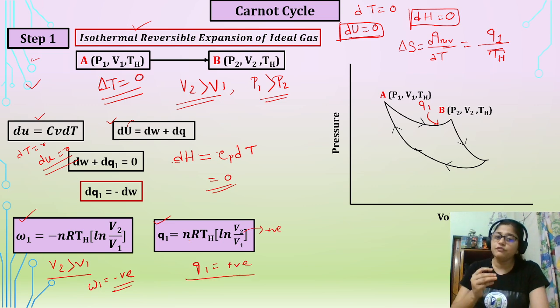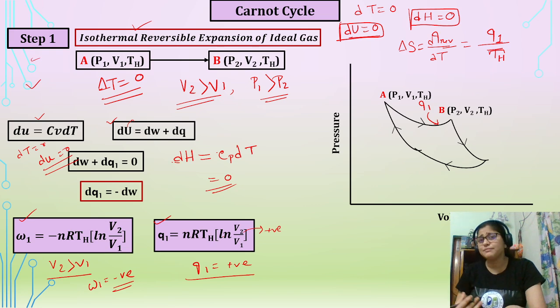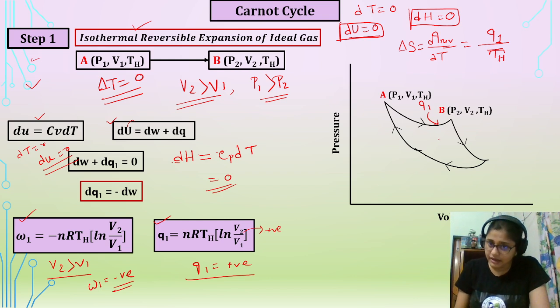We actually want this only because Q is absorbed. When heat is absorbed, it is positive, and when heat is released, it is negative. Okay, please remember this. So here it is actually absorbed, so this is correct here. So we are going correct, right?